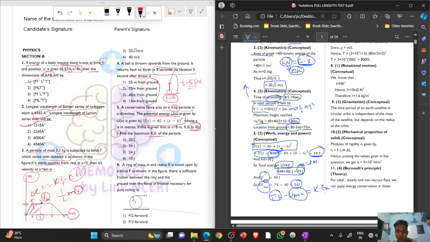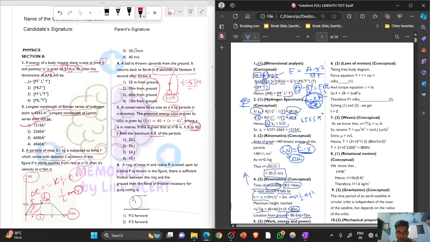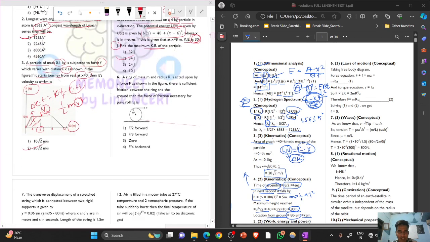Now moving ahead, for your next question. It's a question of basically rotational mechanics. Let's see. A ring. It is talking about the ring. You know the moment of inertia is mr square. A force is acting upon it, the force is acting here in the figure. There is sufficient friction between the ring and the ground for rolling. Now it is asking about the necessary force for pure rolling. It is just asking about the necessary condition for pure rolling. So it's a simple question of pure rolling and Newton's laws of motion.